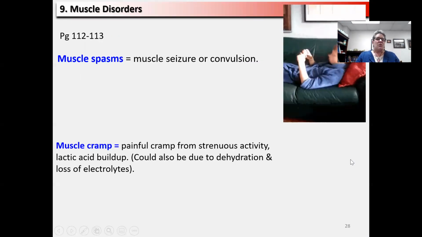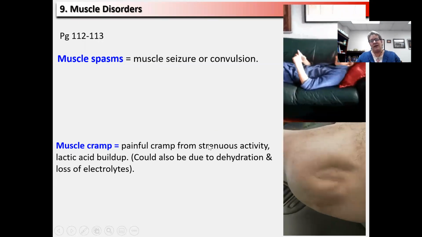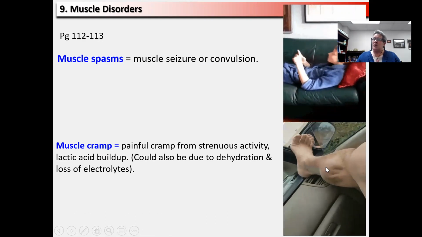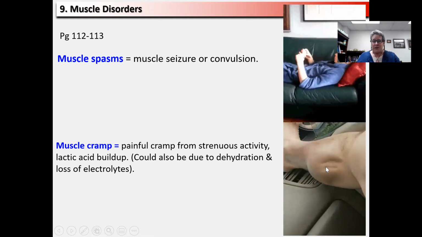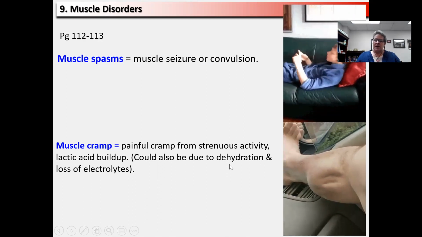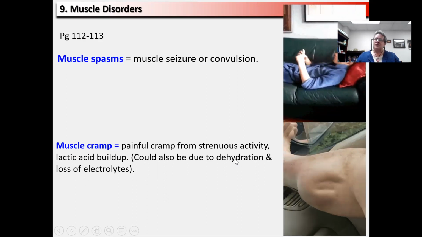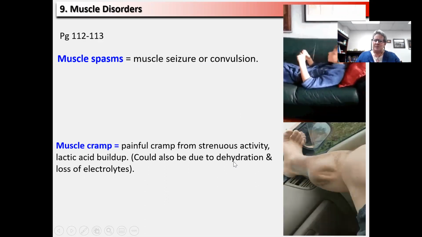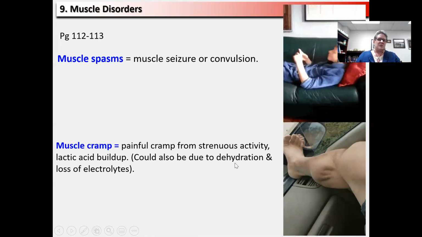Now, a muscle cramp is usually after heavy muscular exercise and lactic acid buildup. And what will happen is you get what's called a Charlie horse. And here we can see a guy's calf showing that. I think we've all experienced that. It's quite painful. So often, if you have those kind of muscle cramps, rehydrating with an electrolyte solution like Gatorade or Pedialyte or just something that has some salts and sugar in it is better than just plain water.